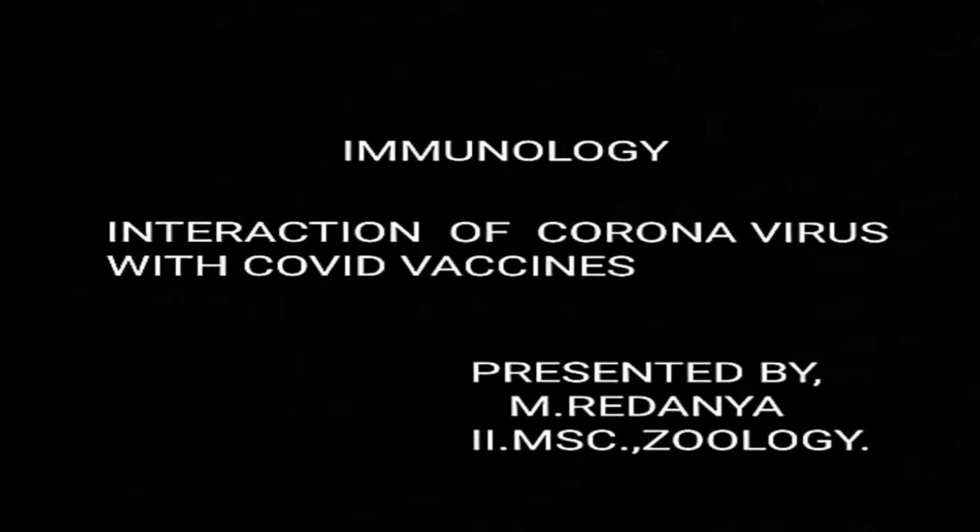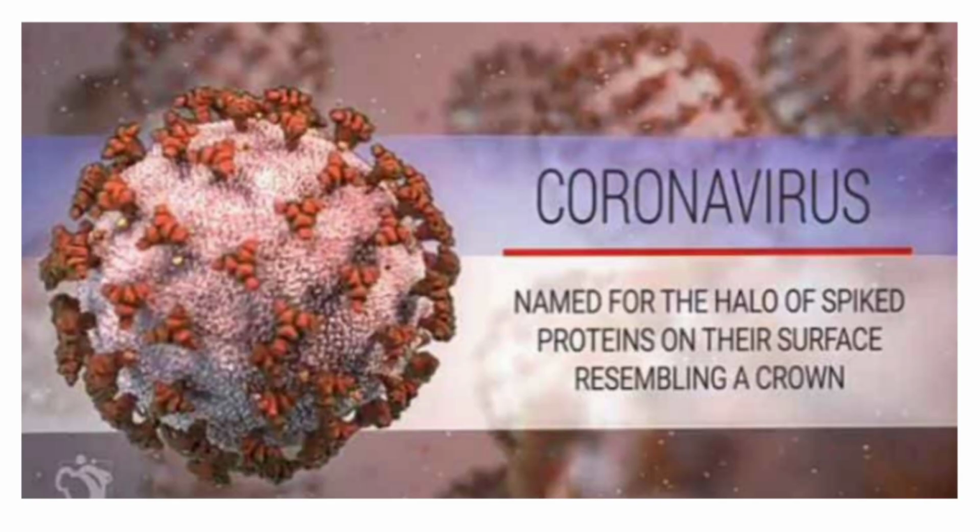Interaction of coronavirus with COVID vaccines. Coronavirus is named after the halo of spiked proteins on their surface, which resembles a crown. The word corona is derived from the Latin word which literally means a crown. Because of the presence of crown-like glycoproteins on the surface of the virus, it is named coronavirus.